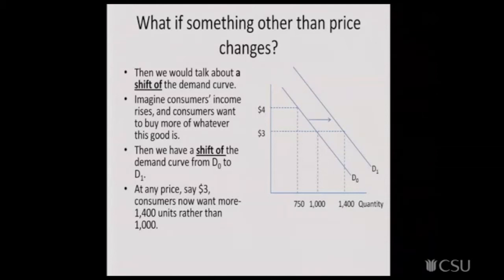So at $3 before, at D0, consumers bought about 1,000 units. At $3 in the new demand curve, D1, something's happened. We have a new situation. The demand curve shifts to the right. People want to buy 1,400 units of this.